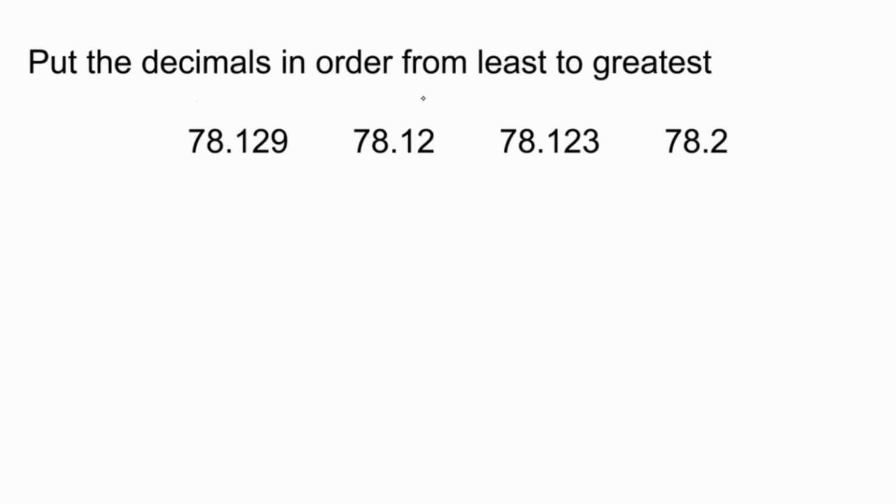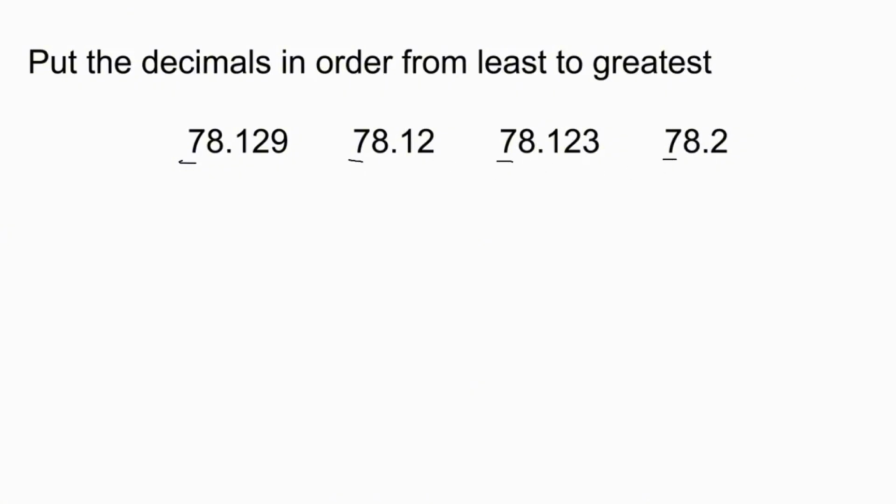Put the decimals in order from least to greatest. Whenever you want to write out a decimal in order, you need to work from the leftmost place value and move to the right when things are the same. So in other words, I noticed that all of these have sevens in the tens place value. So that doesn't really help me.